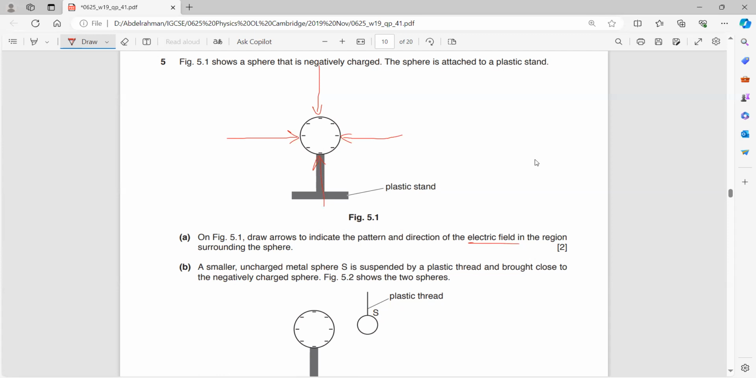طب انا كده عملت 4. طب can I increase them؟ yes ممكن نعملهم 8 for example. واحد كده اوكي، واحد كده نخليهم symmetric as much as possible. طيب يبقى ادي ال inwards عشان it is a negatively charged sphere.